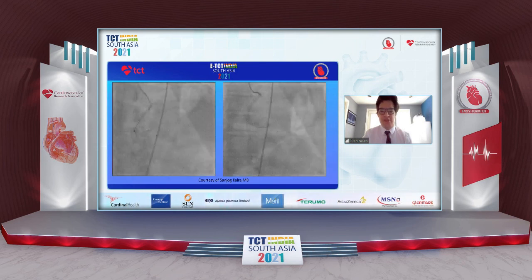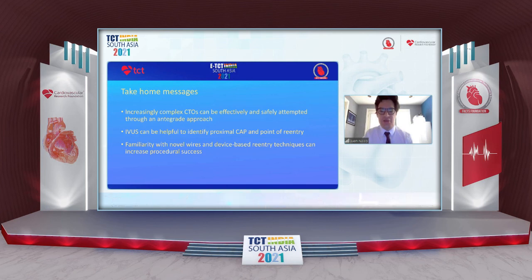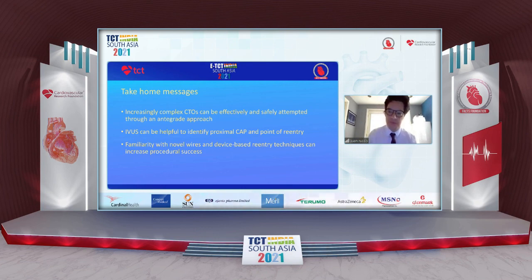And here you can see the results of the final CTO. So the take-home message is that an antegrade approach has evolved to a point that we can target more complex CTO PCIs. This is largely based on the use of IVUS to identify the proximal cap and points of reentry. But then more advanced wiring-based techniques to reenter the true lumen, as well as device-based techniques, can increase procedural success with an antegrade approach, allowing a higher complexity of CTO PCIs to be targeted in antegrade.